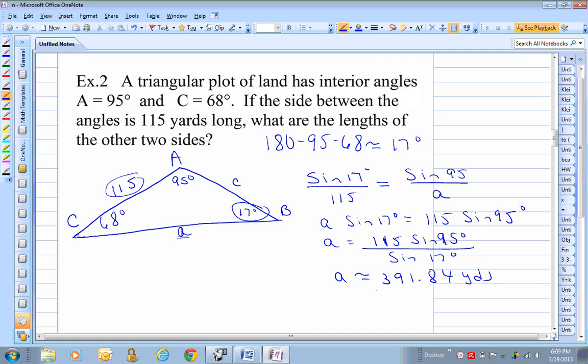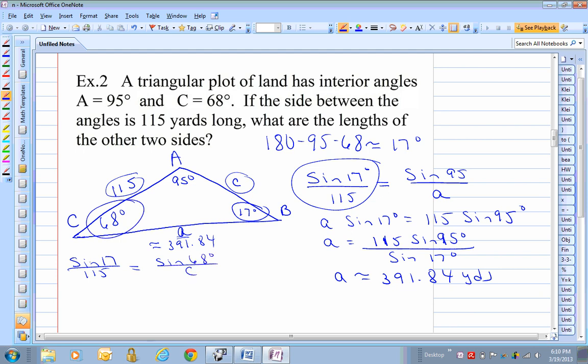All right, now let's go ahead and find side C. So this was approximately 391.84 yards. Let's find C. We can use the same given information as before, so we would have sine 17 over 115 equals sine, and this time, since we want C, we have to use 68 degrees over C. Again, cross multiplying, C times sine 17 degrees equals 115 times sine 68 degrees. Solving for C, 115 times sine 68 degrees divided by sine of 17 degrees.